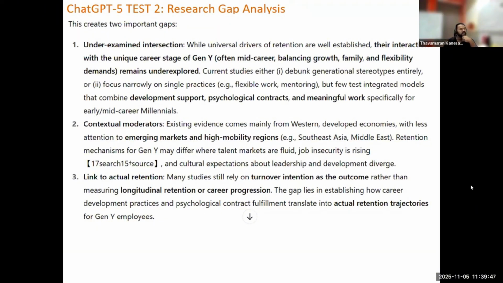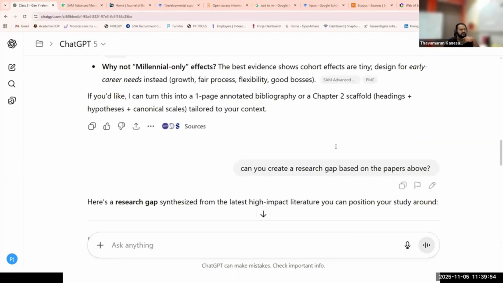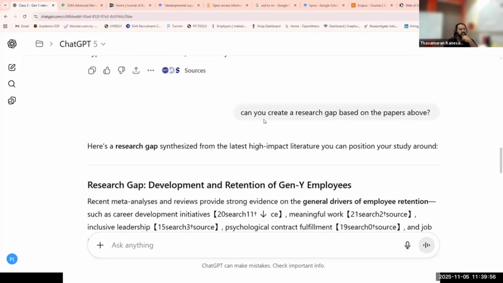All right. So next thing, I asked the tool to do a research gap. So all this literature that it gave, I then say, can you create a research gap based on the papers above?